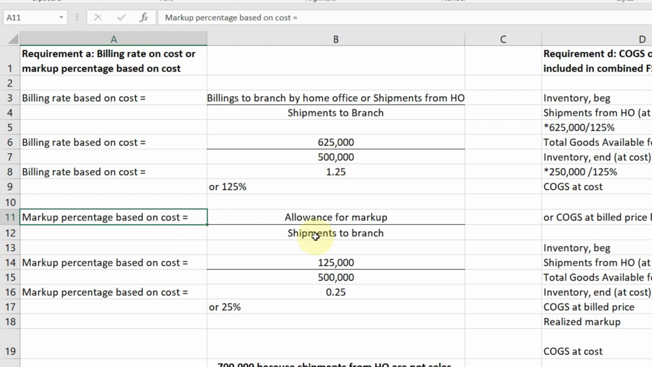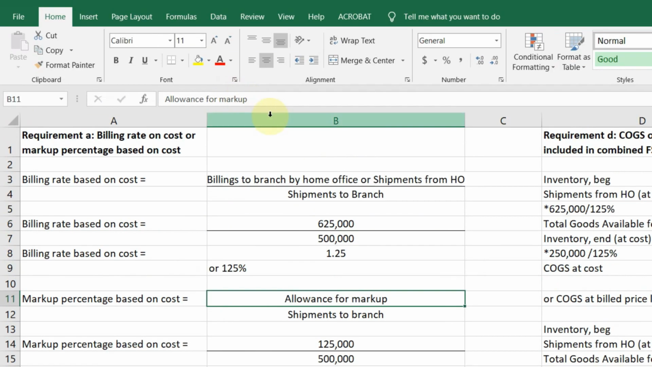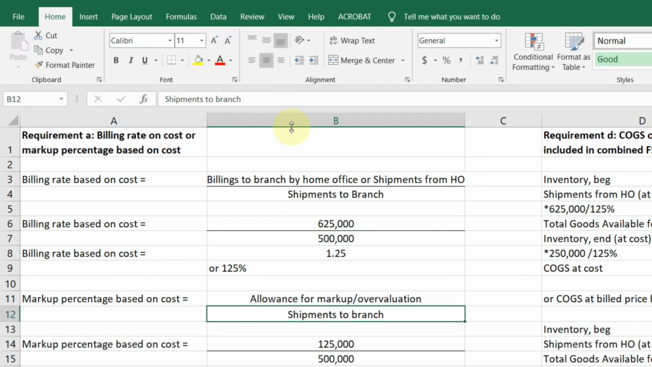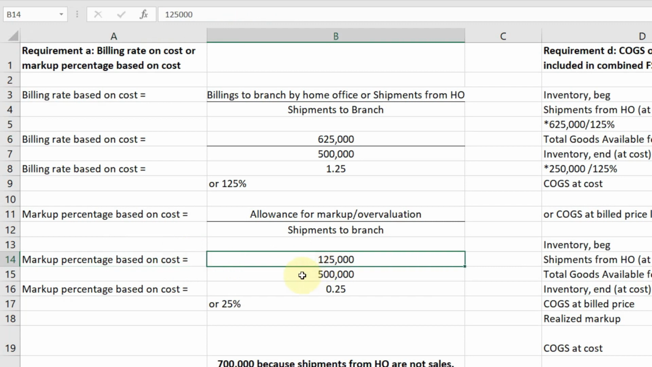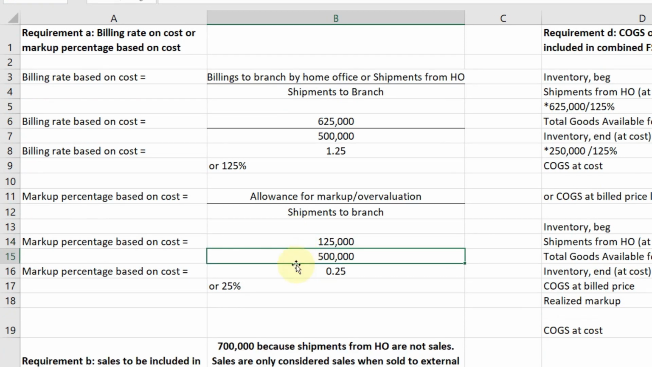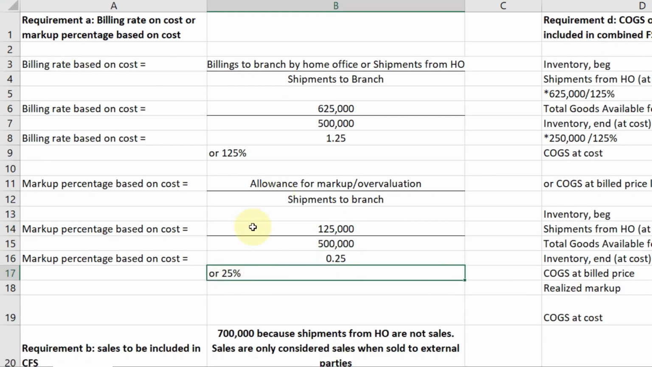So, we have allowance for markup or overvaluation, okay? Para alam niyo yun din ang tawag sa kanya. And then shipments divided by shipments to branch. Okay, so we have markup percentage on cost. Given naman tayo 125,000 unadjusted allowance for overvaluation divided by shipments to branch. Na 500,000 you have 25,000 markup percentage based on cost. Okay, so that's requirement A.